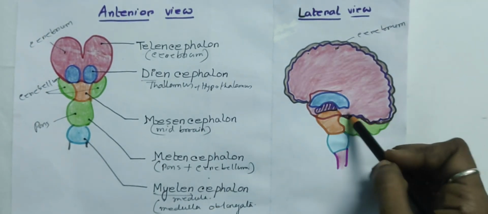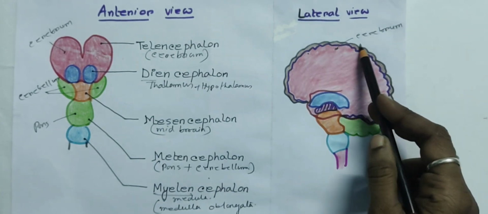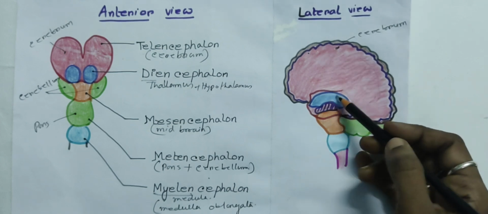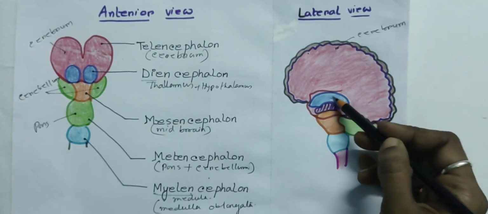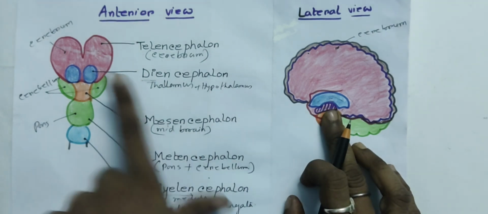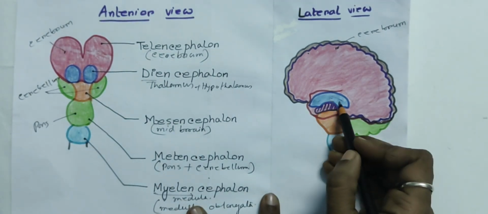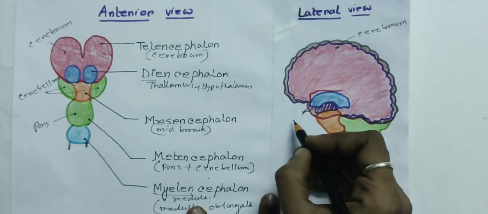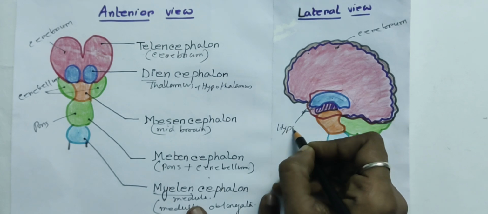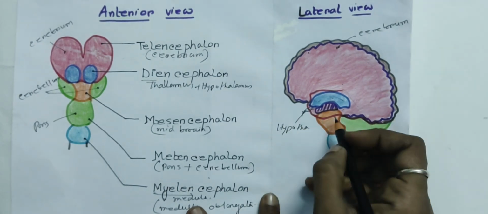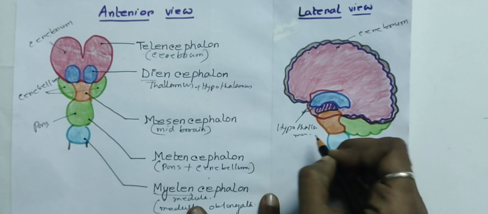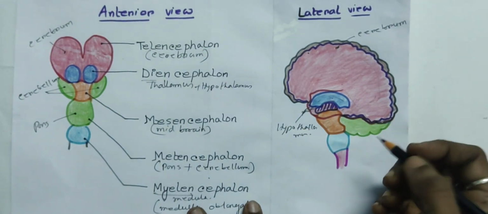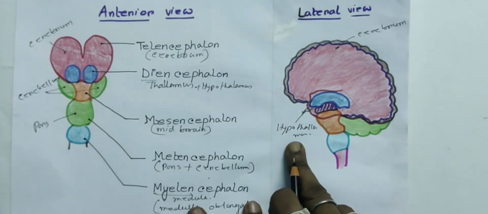Now compare with the lateral view. Here this is the telencephalon. The outermost part is cortex, that is cerebrocortex. Then the massive portion is cerebrum. Next to the cerebrum, there is a thalamus. This blue part is thalamus. Just compare with this image. This is the thalamus, and below the thalamus here is a protrusion, that is hypothalamus. Hypothalamus is actually connected to the pituitary gland, the master gland. It's actually the master activator.